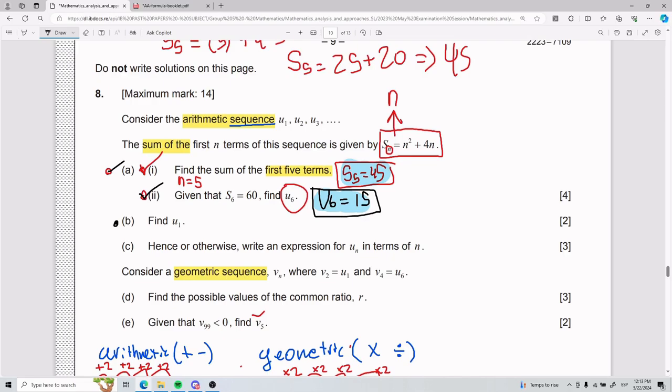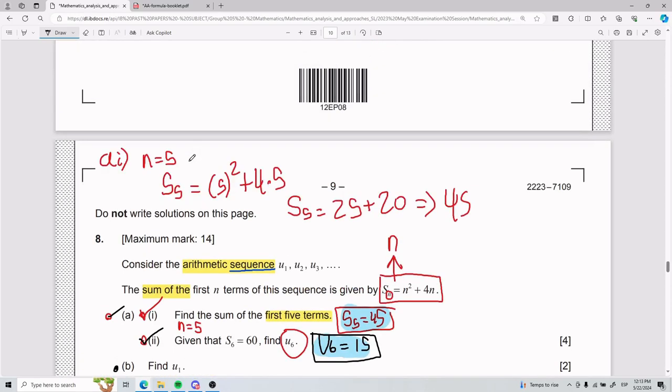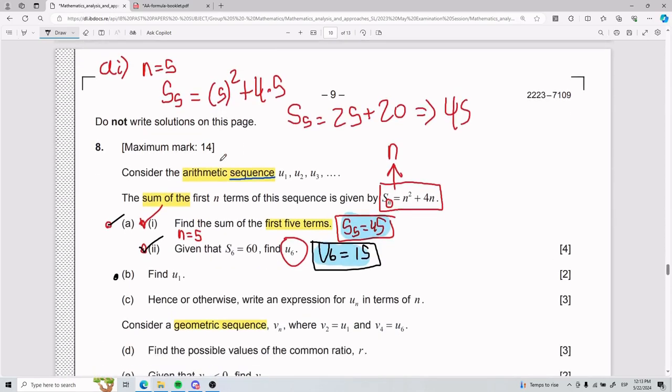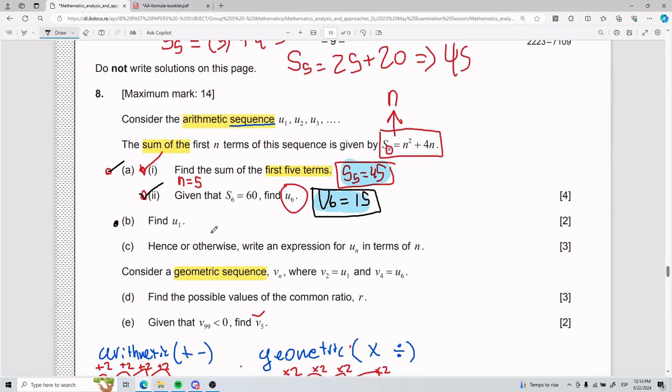And so for U1, there's a couple different approaches that we can use. There's actually a lot of different methods. And there's one really quick way and one more hardcore mathy way. And so I'm going to start with the hardcore mathy way because it has a lot to do with procedure and formulas and stuff like that.